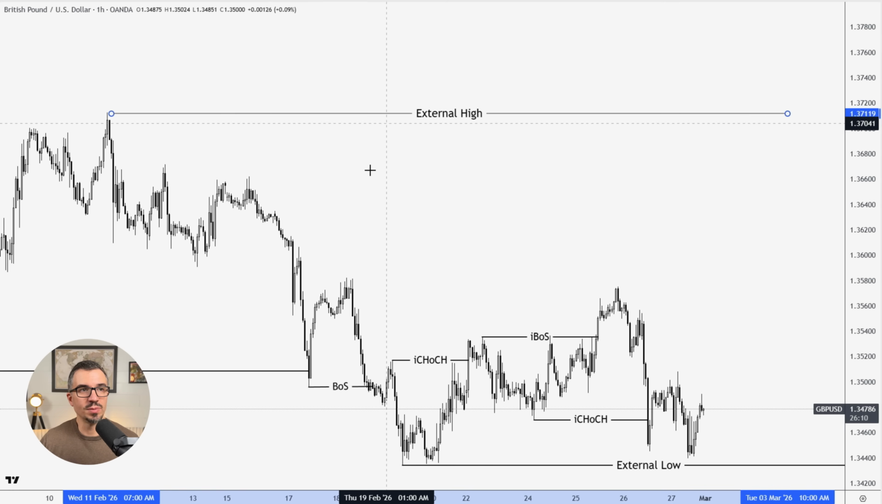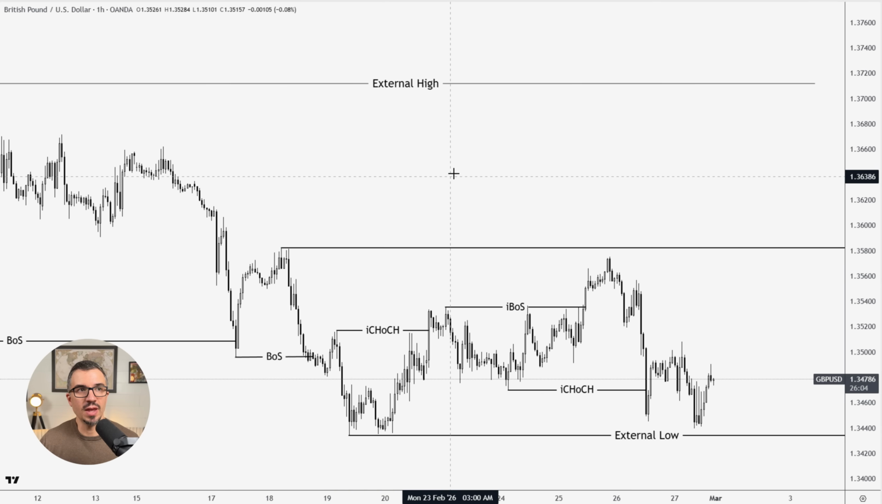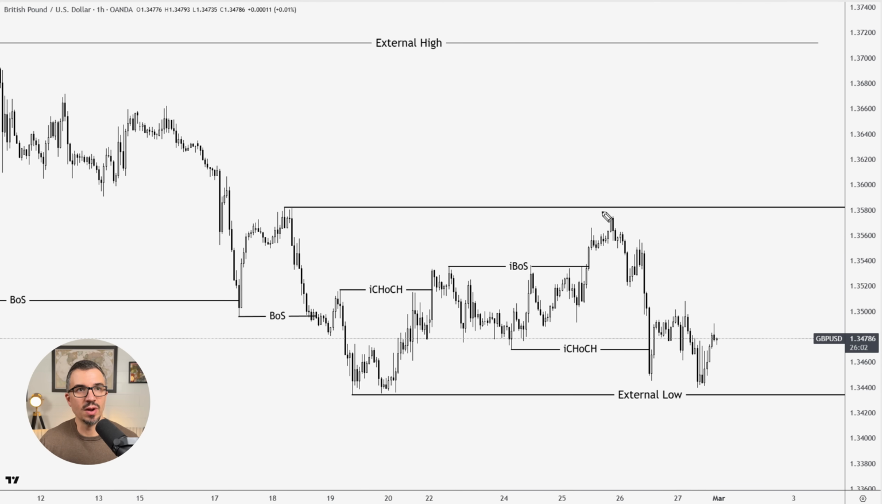Okay, so let's move this down here. In fact, I'm going to draw a new level here to mark out an internal level. Okay, so internally here, if we were to take this out, notice that we did not take it out on this high, but if we were to get acceptance above here, same thing, then we have an internal shift here, or internal continuation, I should say, for a possible push higher.